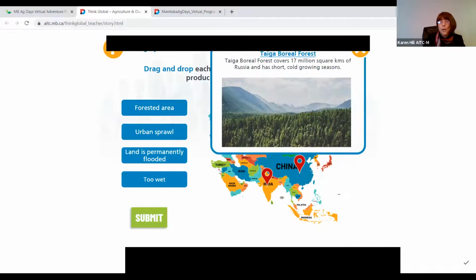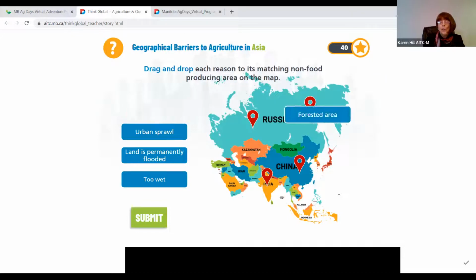So if we click on the icon, it tells us that we have a taiga boreal forest that covers 17 million square kilometers of Russia, and it's not a crop growing area. And so we can match that with the fact that it's a forested area.